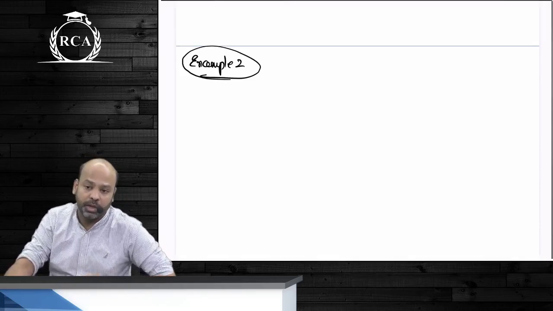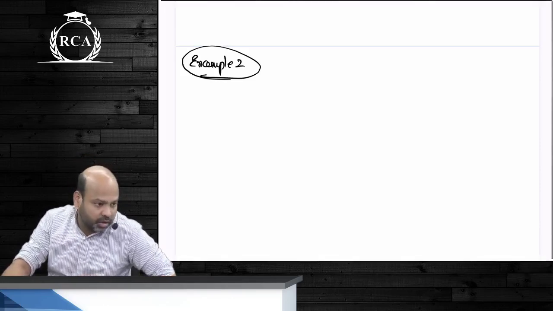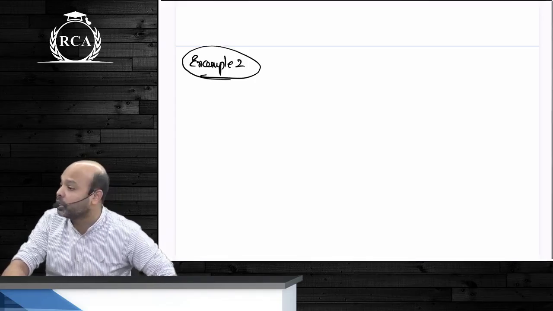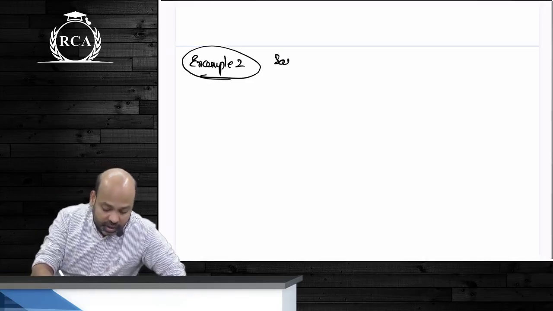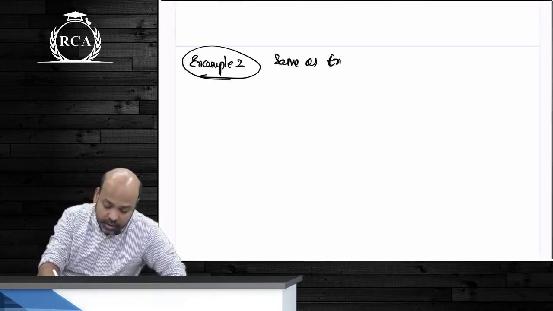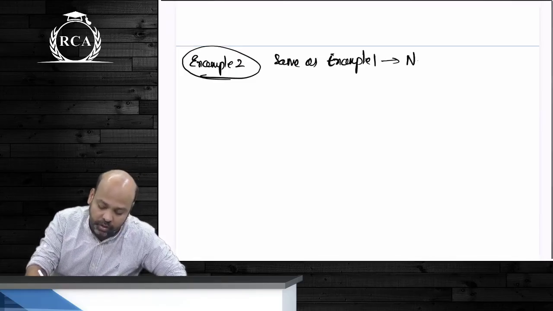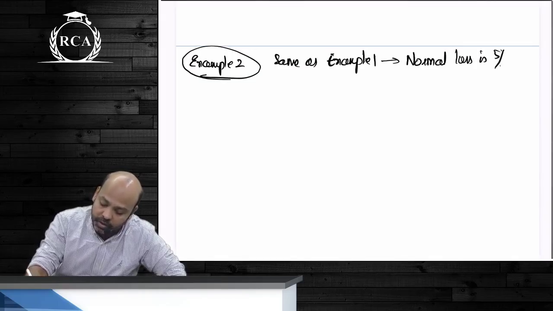I repeat, normal output as such, beta, is 9,500. Actual output is also 9,500. That means there is no amount of abnormal loss. This is same as example 1. Write this down, what we just taught. Same as example 1, beta, except what? Normal losses. Normal loss is 5% of input.